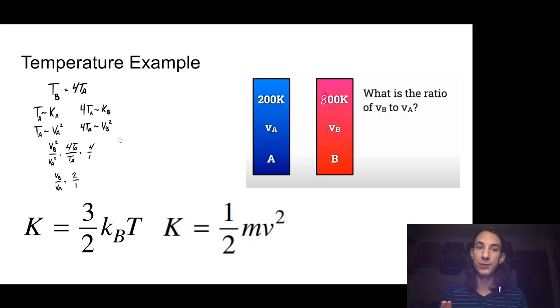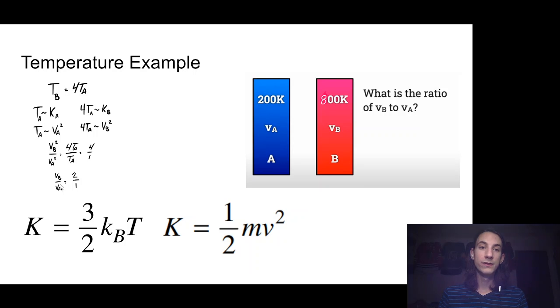Then we can set up a ratio. We have something directly related to VB squared and something directly related to VA squared, so VB squared over VA squared is equal to 4TA over TA. We can divide out a TA because it's a ratio, with TA on the top and TA on the bottom. So we get VB squared over VA squared is equal to 4 over 1. Then take the square root to simplify, and we get that VB over VA is equal to 2.